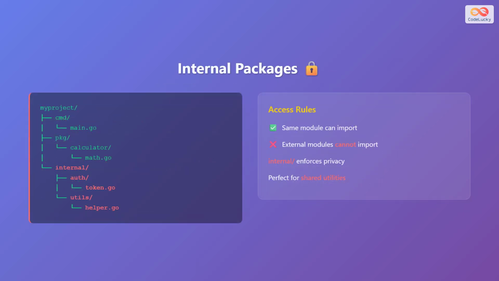Go supports the concept of internal packages for encapsulation. Looking at the directory structure, you might have an internal directory containing packages like auth with token.go or utils with helper.go. Access rules dictate that packages within the same module can import internal packages, but external modules cannot. This enforces privacy and is ideal for shared utilities within your project.